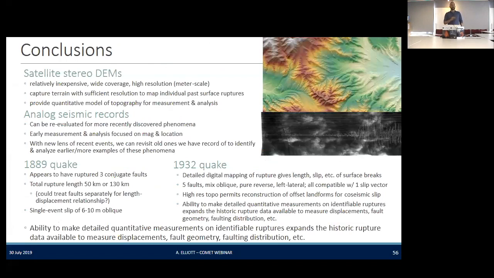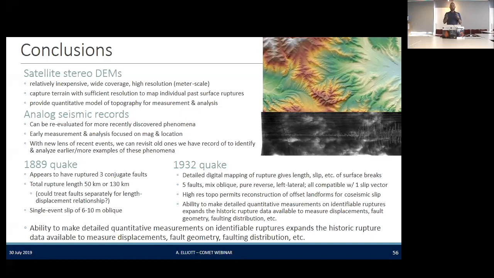So to wrap up what I've gone through here, we've been using satellite stereo DEMs. They're relatively inexpensive compared to LiDAR, which makes comparable resolutions of digital elevation maps. That captures terrain with sufficient resolution to map individual past surface ruptures, which helps provide the quantification of displacements in old earthquakes. The analog seismic records, fortunately, we now know that it's worth revisiting these old earthquakes to develop a more nuanced understanding of them than was originally used in their analysis and interpretation.